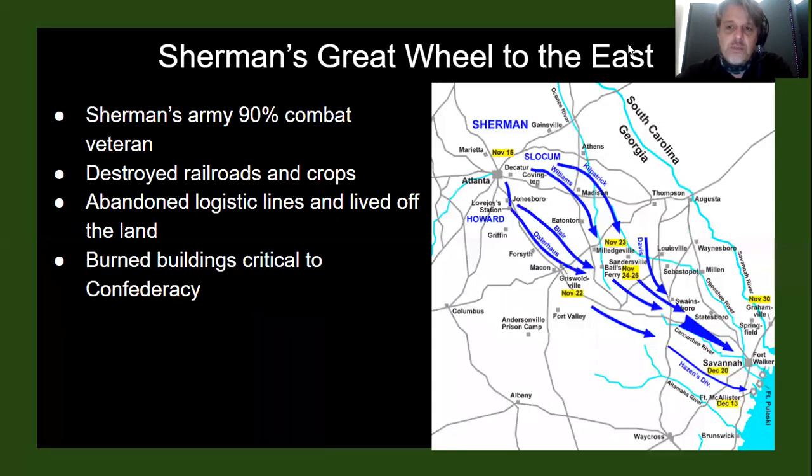Sherman's great wheel. Sherman came down from the north and then just cruised around this way, a big wheel, kind of like a wagon wheel. And he marched on Savannah, burning Georgia, burning Atlanta, that whole deal. 90% of his troops were combat veterans. 90% of his troops had already seen combat. Along the way, he destroyed everything. It was kind of a scorched earth campaign.